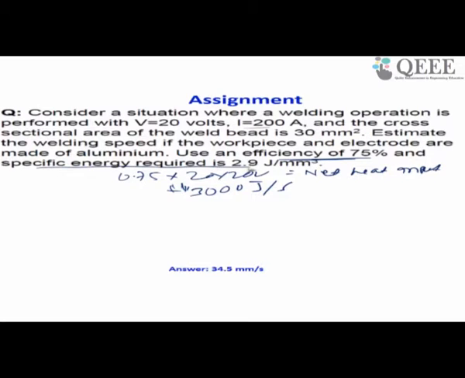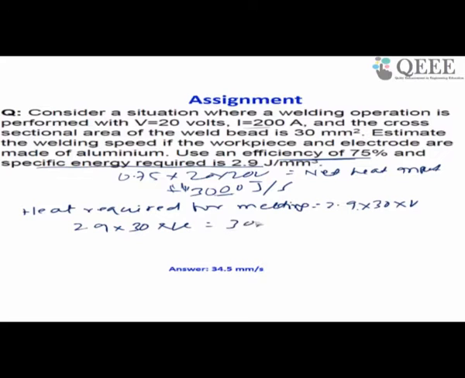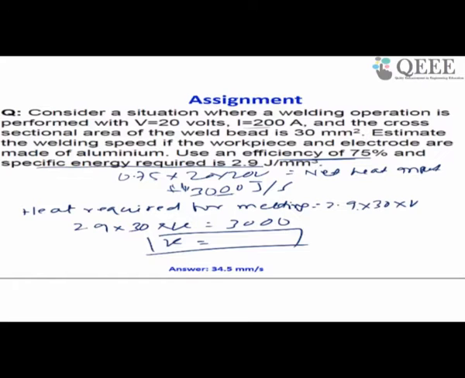He has given specific energy equal to 2.9 joule per mm cube. What is the heat required for melting? Heat required for melting equal to 2.9 into volume, because it is joule per mm cube: 2.9 into area 30 into V. This much heat is required for melting, and you are supplying net heat to this much. So 2.9 into 30 into V equal to 3000. What is V? Yes, 34.5 mm per second. So your V equal to 34.5 mm per second.